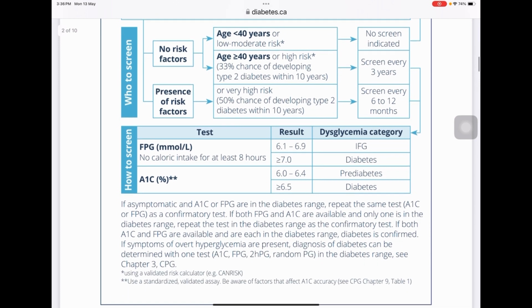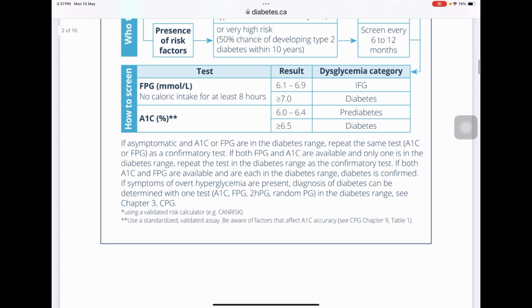Okay, and then let's see how to screen. Now what to do, there are two different tests. One is HbA1c and the other one is fasting blood glucose. For HbA1c, 6 to 6.4, the patient is pre-diabetic. If it's more than 6.5, the patient is diabetic now. For fasting plasma glucose, 6.1 to 6.9 means the patient has impaired fasting glucose, that is pre-diabetic. If it is more than 7, then the patient is diabetic. And the patient should be fasting for 8 hours. Okay, so these are the things.